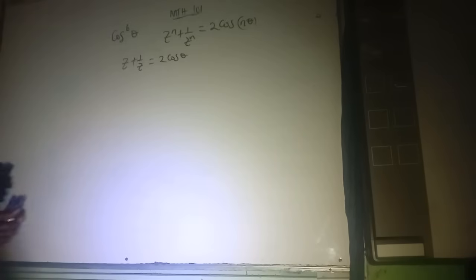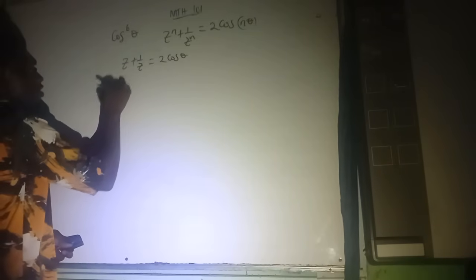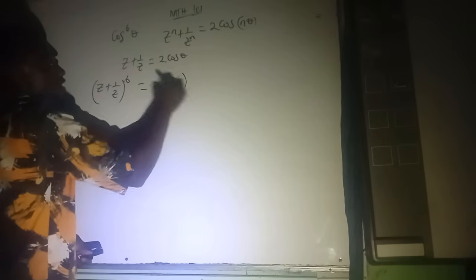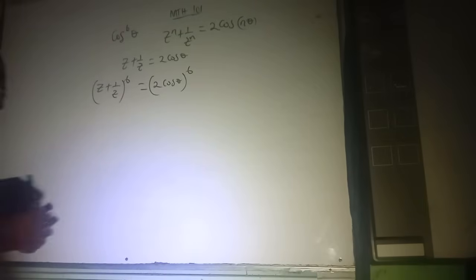Now let's take the sixth power of both sides. So (z plus 1 over z) all to the power of 6 equals (2 cos theta) all to the power of 6. Now, this morning I released a video on my general YouTube channel on how to do expansion very easily using the combination of the binomial theorem and Pascal's triangle. Now, let's expand this.